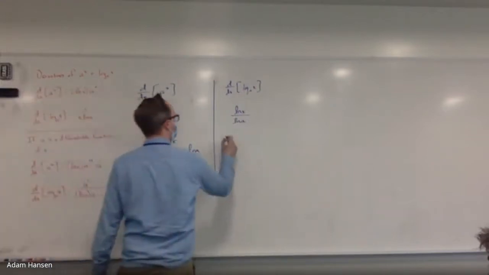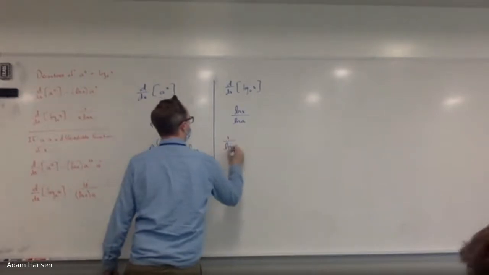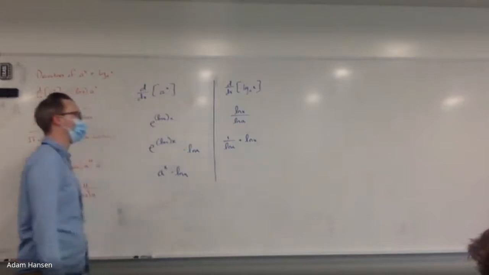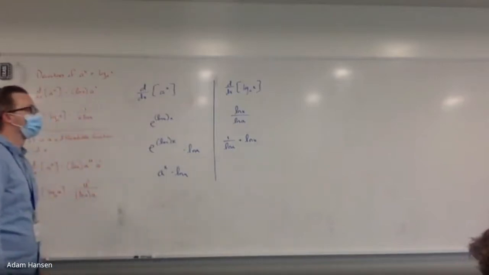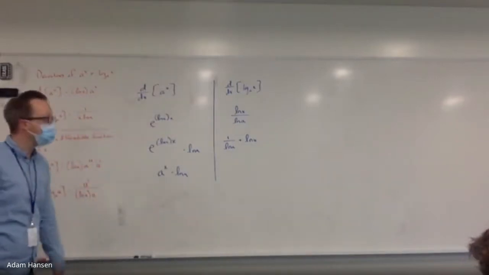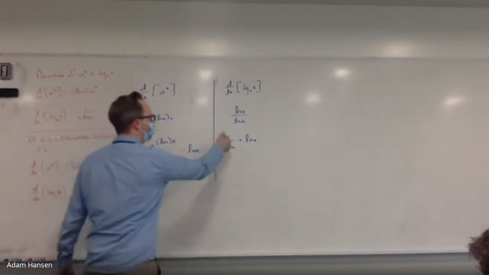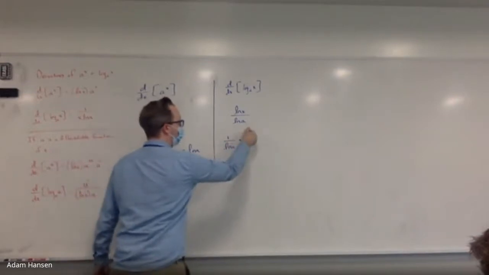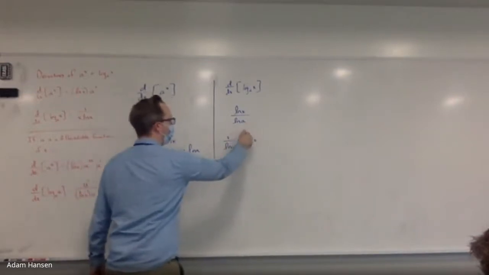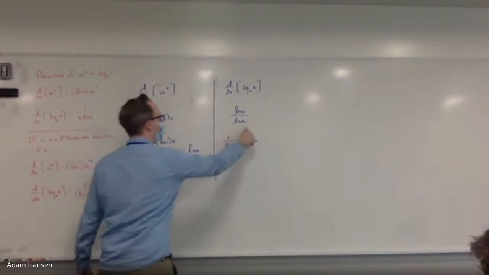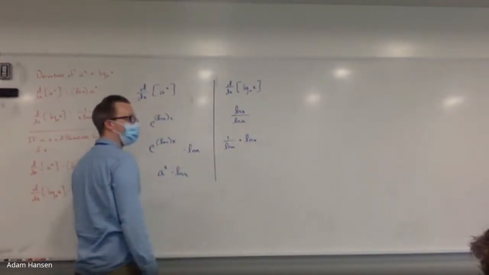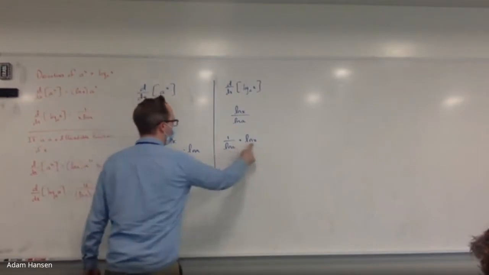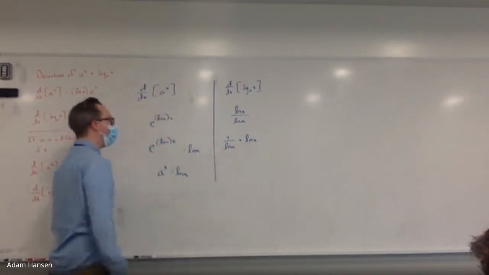Let me write that a little bit differently. That's 1 over the natural log of a times the natural log of x. Let's take the derivative of this now. 1 over natural log of a should just be a constant. The derivative of a constant times a function should be the constant times the derivative of the function. Take the derivative of a constant times a function, multiply that constant times the derivative of the function.